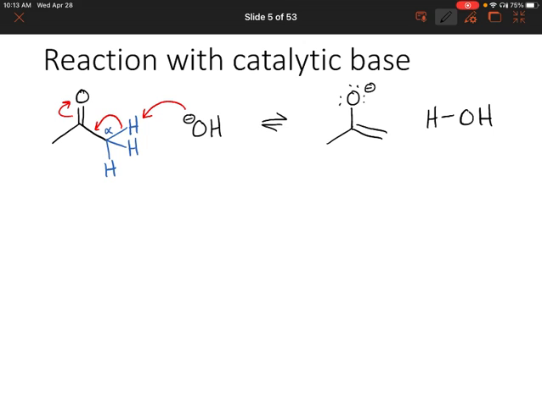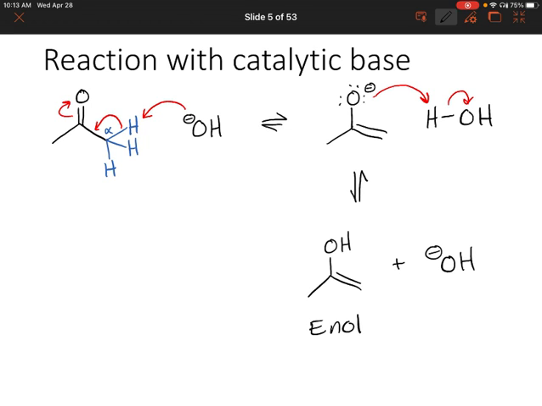So that negatively charged oxygen probably wants to grab onto a proton. So it's actually going to grab a proton from our newly formed water molecule, and we'll leave electrons behind. And that gives us an enol. Plus, we get our base back, the original base, which is what makes it catalytic.